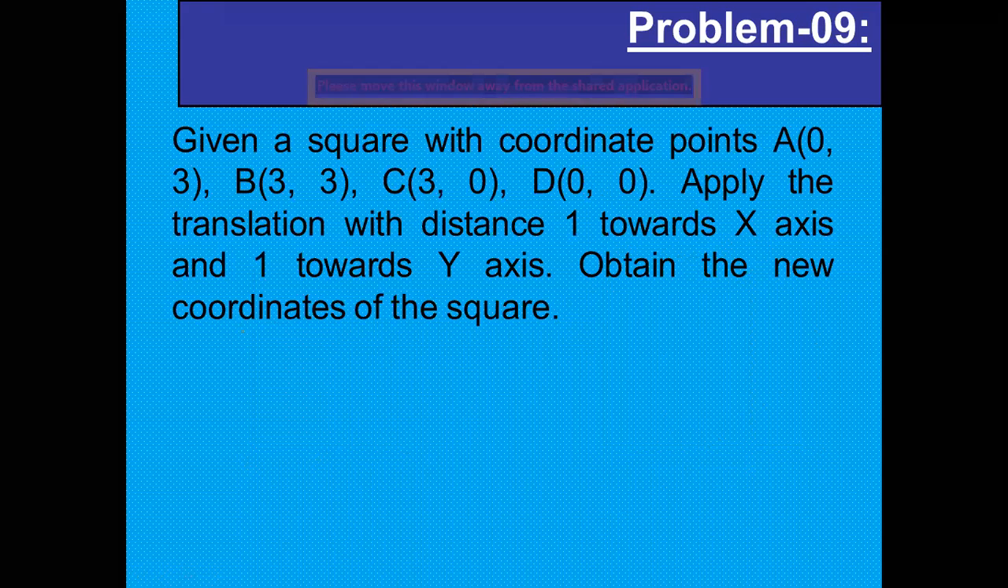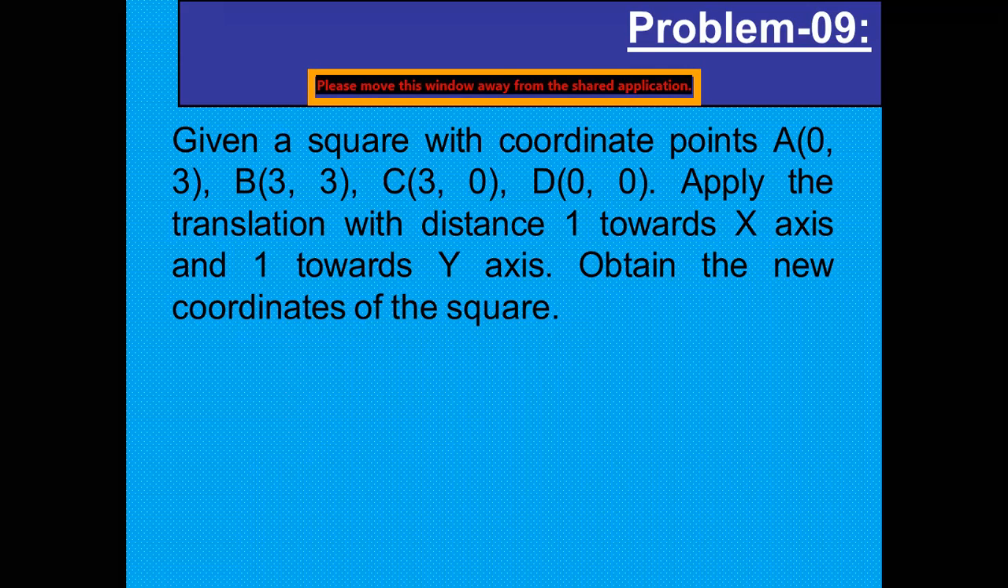Now we will handle another problem. Here you can see problem number 9. Given a square with coordinate points A(0, 3), these are the different vertices of the square, represented as A, B, C, D. The coordinates of the corners are given here: (0, 3), (3, 3), (3, 0), and (0, 0). So these are the coordinates for the four vertices.